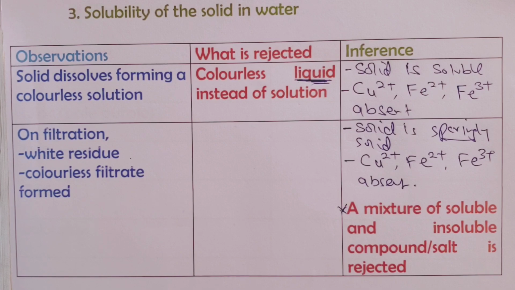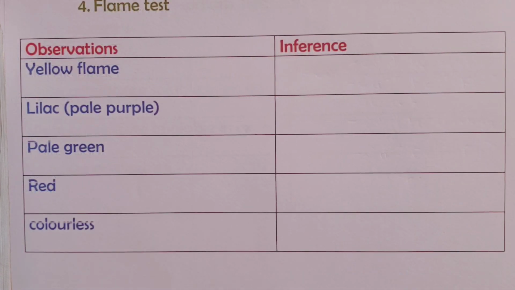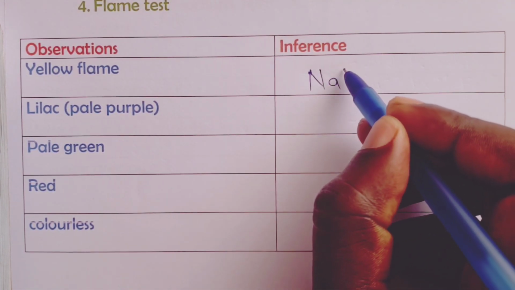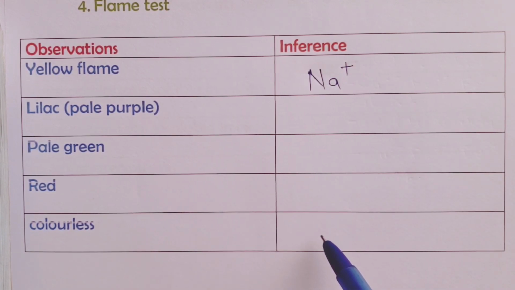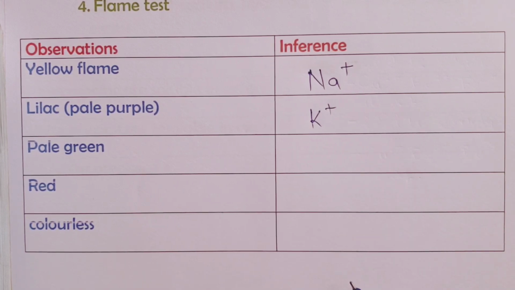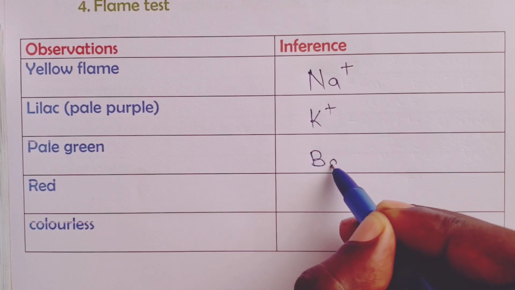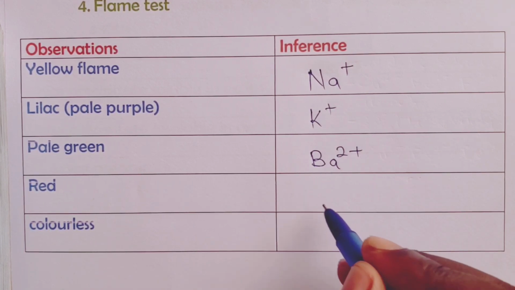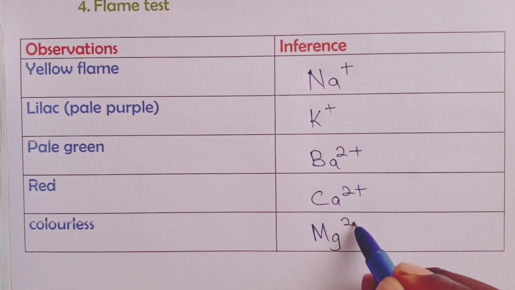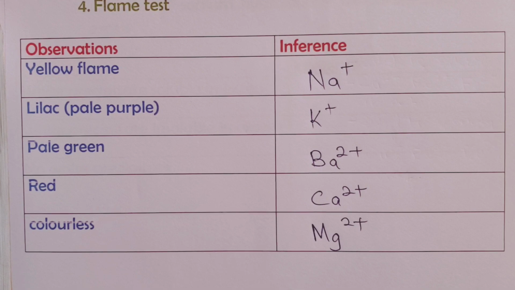We proceed now to flame tests. When it comes to flame tests, yellow flame would mean sodium ions are present. Lilac flame, as usual, would mean potassium ions are present. Pale green represents barium ions. Red is calcium, and colorless flame is for magnesium. Here, we normally confuse colorless flame with white flame. So candidates, take note, it is colorless flame, not white flame.